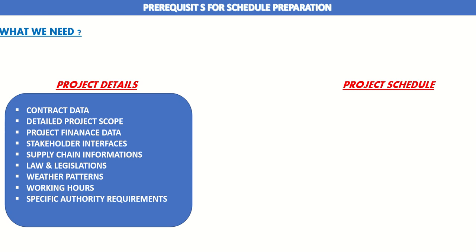So you have your contract data, a detailed project scope, your finance data, information about your stakeholder interfaces, supply chain information, law and legislation, weather patterns, working hours, and other specific authority requirements.